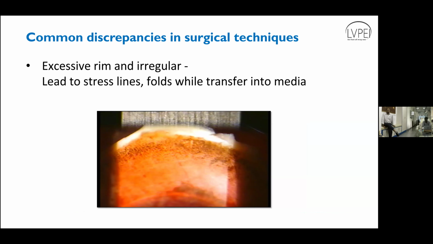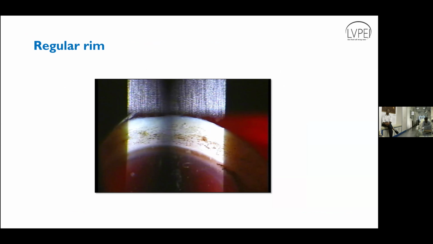And an excessive rim is also a problem. An excessive rim and an irregular rim are again another problem. So make sure that your corneal rim is 2 to 3 mm only, not exceeding 4 to 5 mm. See, this is the regular rim. So you have to restrict it to 2 to 3 mm and not less than 2 mm.